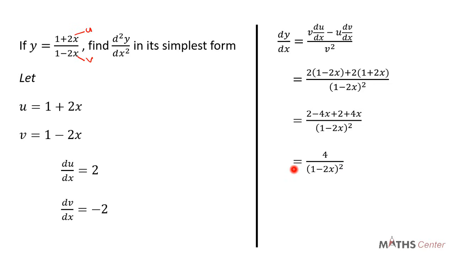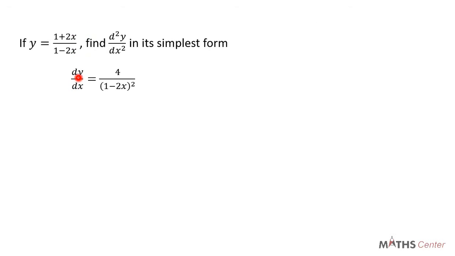But remember, this is the first derivative. This is the dy dx. We are looking for d squared y dx squared. So you have to differentiate this again. The result that we have here, we have to differentiate it again. We know that dy dx is equal to 4 divided by 1 minus 2x all squared. There is a quotient, so I'm going to use the quotient rule again. You can also choose to use the chain rule, and you end up getting the same thing. But here I'm going to use the quotient rule.